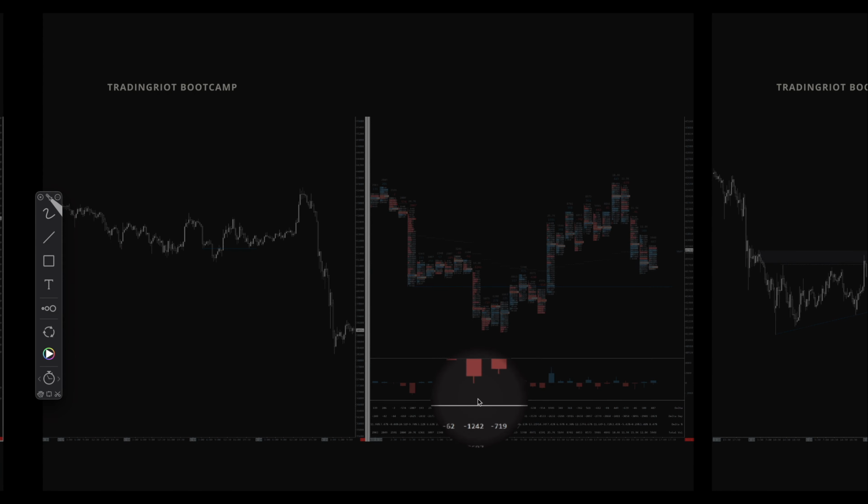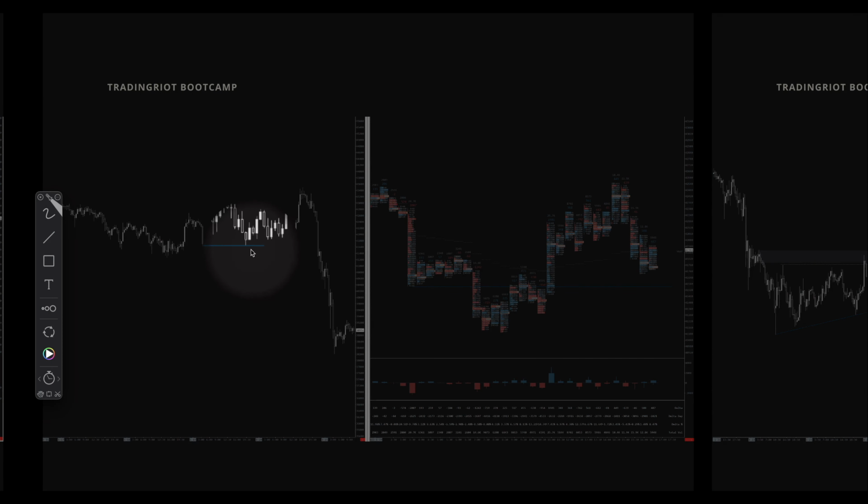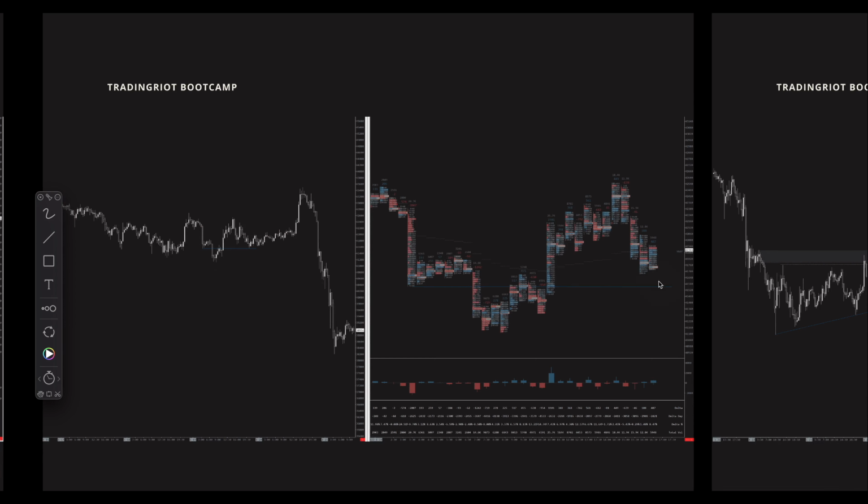You have minus 1200 delta, minus 719 delta. Look at where the aggressive selling is happening. It's happening below the level, yet the market just breaks back into the level, and your QM pattern is basically formed. Once it retests right here, it moves to the upside.